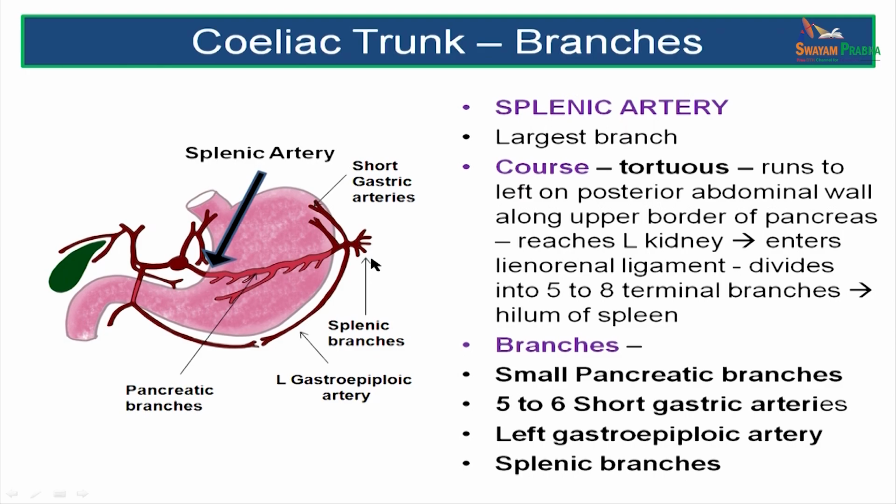Now these splenic branches are important because the spleen is a very vascular organ, and any injury to the spleen could result in a lot of blood loss or hemorrhage. We have to always remember that the spleen has two vascular segments, and each of these segments can be removed by a procedure called a segmentectomy of the spleen. So, knowing the arterial supply of the spleen becomes important.